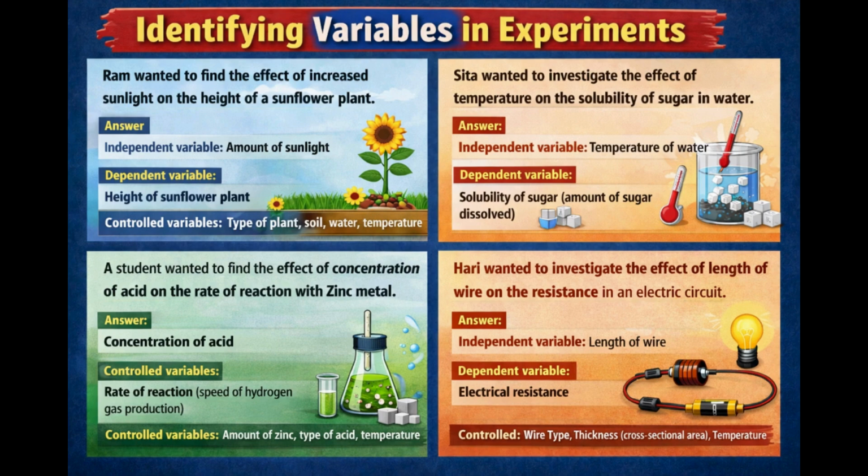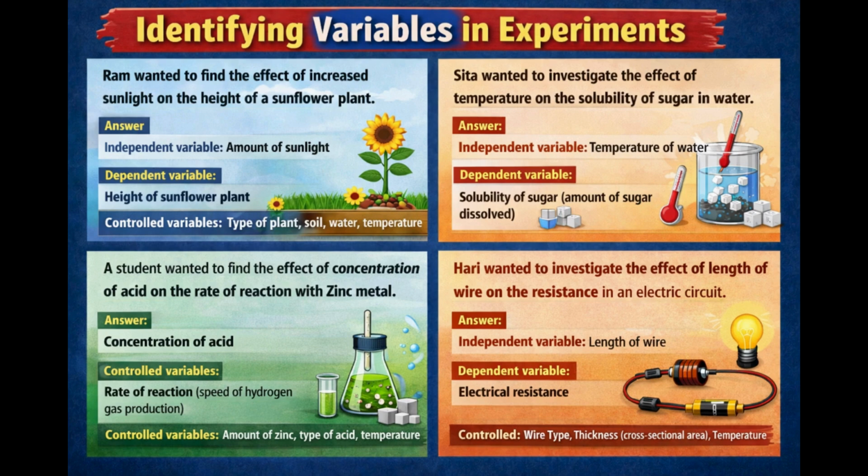Now students, what are we changing? We are changing the concentration of acid. So concentration of acid is the independent variable. Now what are we measuring? We are measuring the rate of reaction with zinc metal. So rate of reaction is the dependent variable.